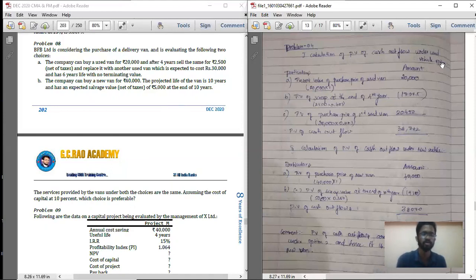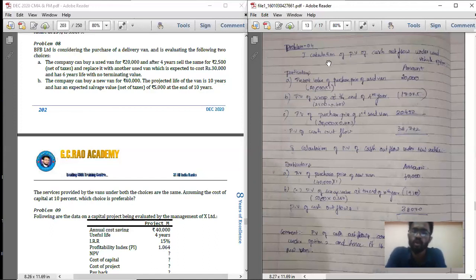For both the options you should calculate the total cash outflow, that is, the present value of cash outflow. Multiply the cash outflow by the present value factor as on the date of the outflow, so that you bring the total value to present value. Then compare both the present values of cash outflows. Wherever the cash outflow is less, that option is acceptable.